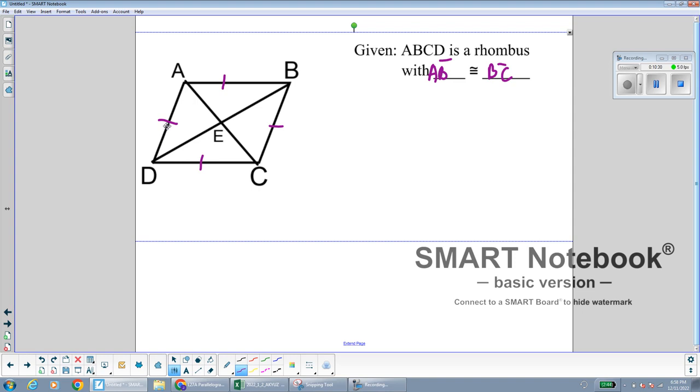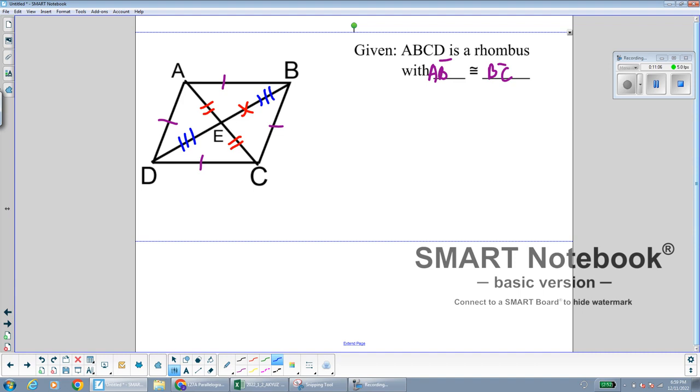Let's continue. Let's focus on these two triangles over here for right now. I see that these two triangles share side BE in common. And I see diagonals here, and I know that a property of parallelograms is that the diagonals bisect each other. So that also applies to a rhombus. That means this diagonal is being split equally in half, and this diagonal is also being split equally in half.